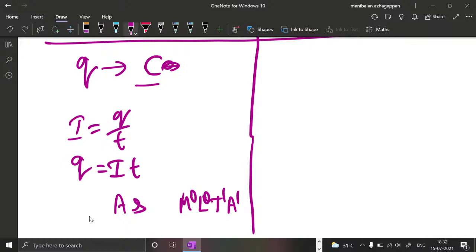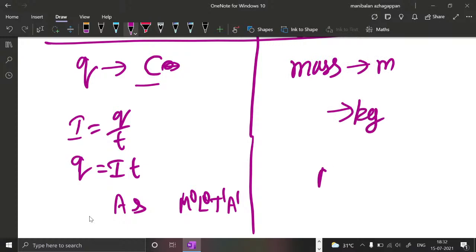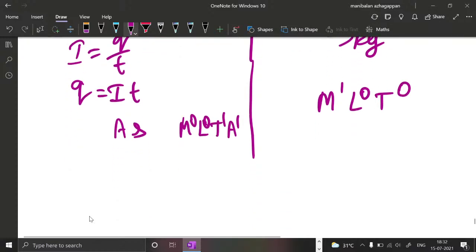This side, for gravitation, it's going to be the mass. M is the mass, and the unit of mass is kg. The dimensional formula is M power 1, L power 0, T power 0. Just a basic comparison.